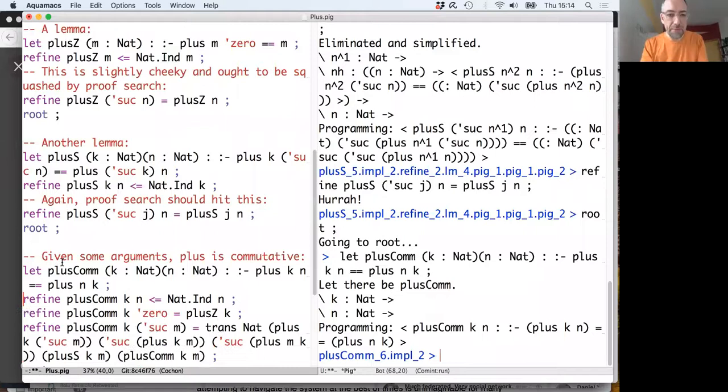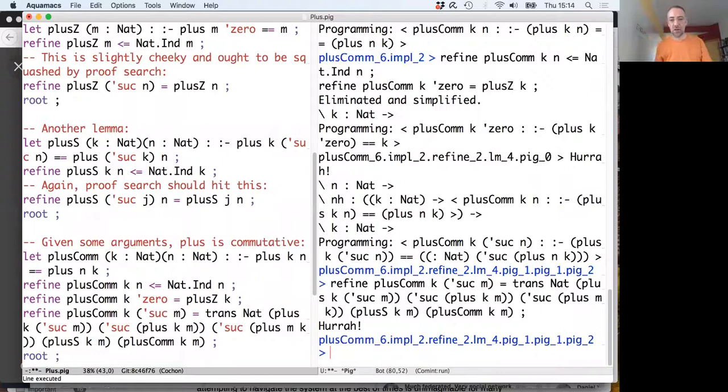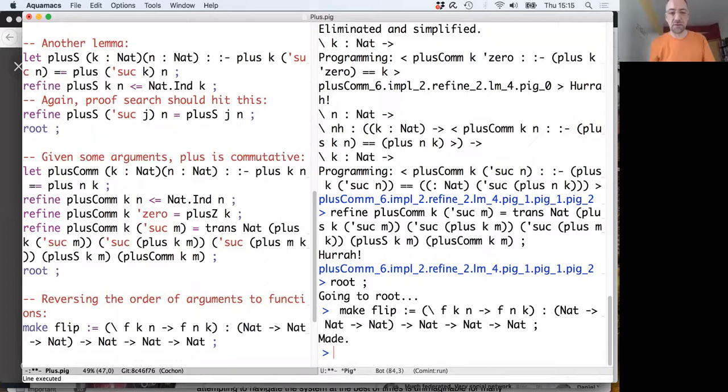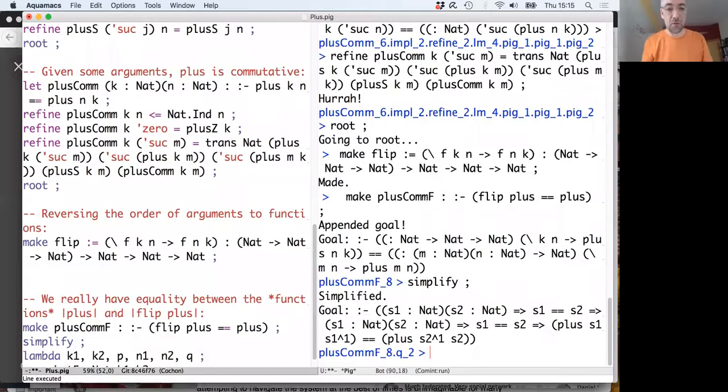I'm going to prove that plus is commutative, and it's completely done in the standard way. So, induction, base case, step case, which is a combination of the law we just proved and the induction hypothesis. And then I define what it is to flip a function, and I want to prove that the function flip plus is equal to the function plus. And what do I do? I simplify that goal, and you can see it turns into a statement of extensional equality.